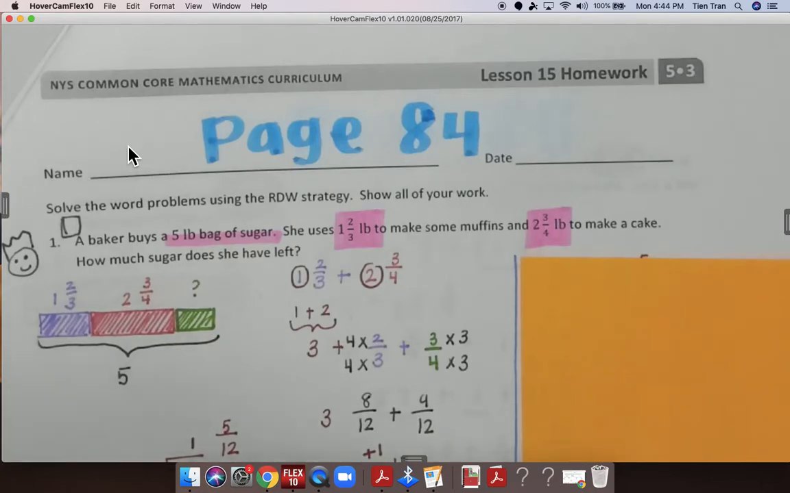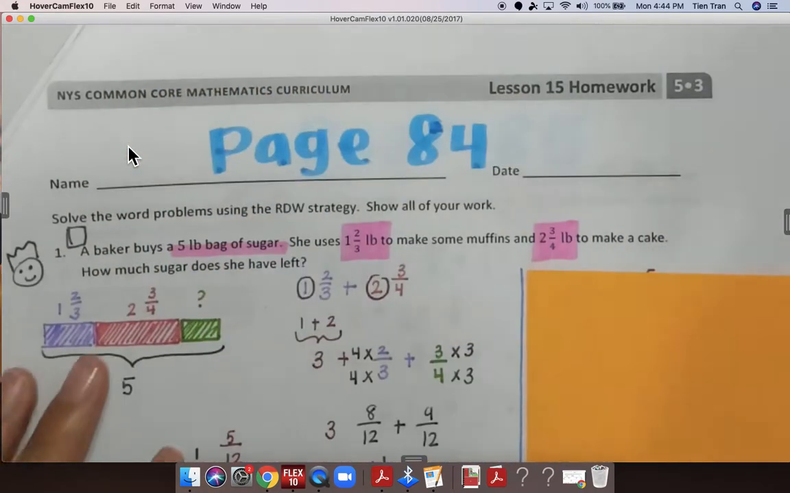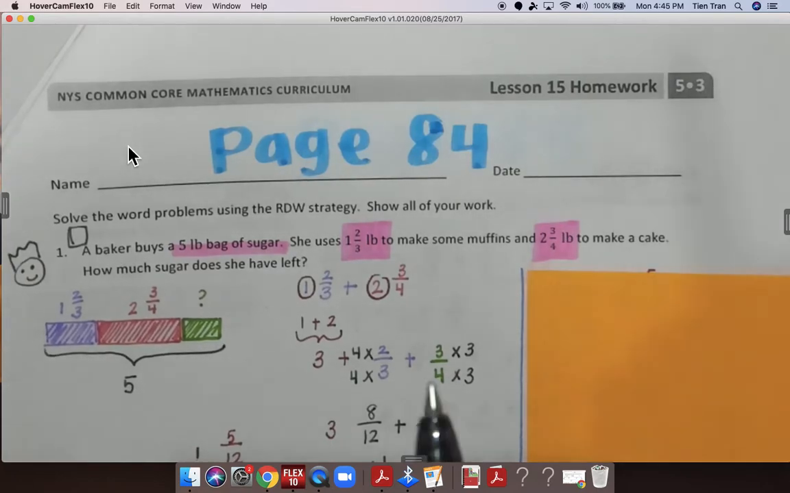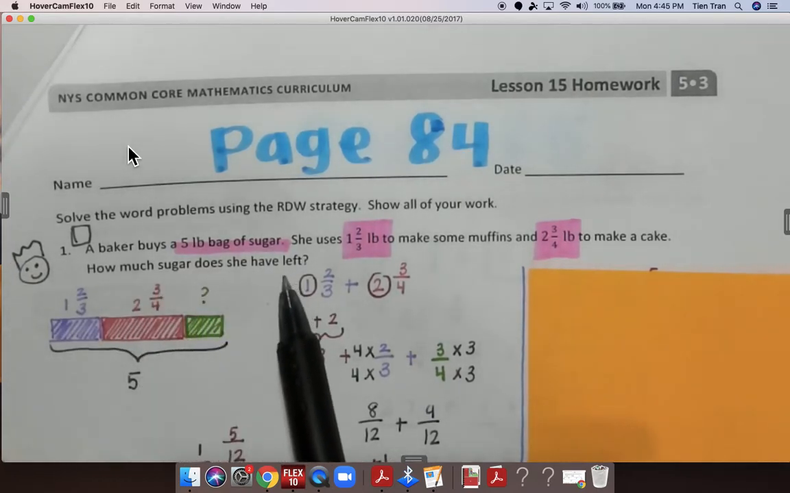And I know that she's making muffins. I know what muffins look like, but I'm visualizing it in my head. All of these ingredients, all of these pictures, so that I know what I'm trying to solve. So the question is, how much sugar does she have left?